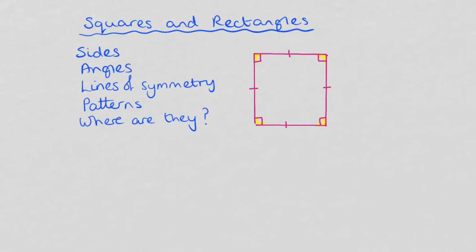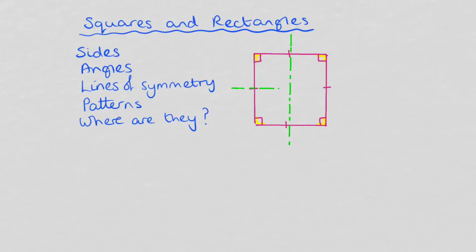Now let's think about lines of symmetry. Where can we fold a square so that the 2 halves match exactly? Well, let's have a little think about that, shall we? So if we fold a square right down the middle, the 2 halves would match exactly. So there is a line of symmetry down there. Each half is a mirror image of the other half.